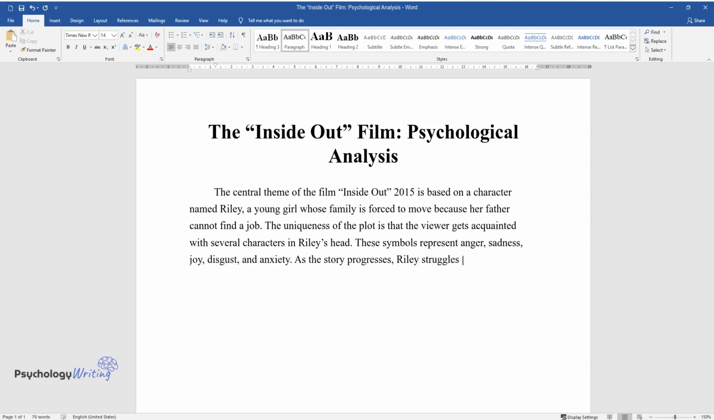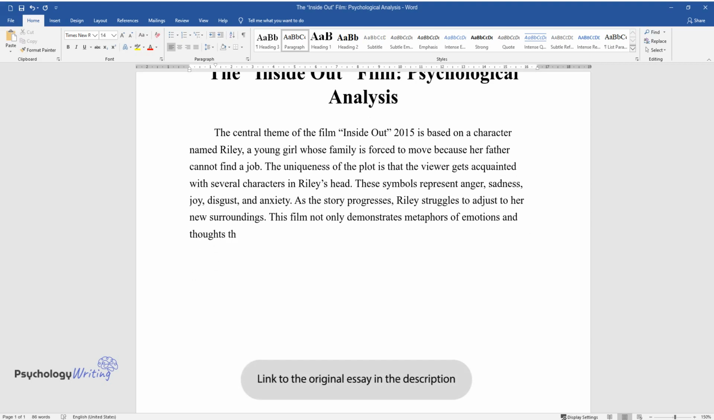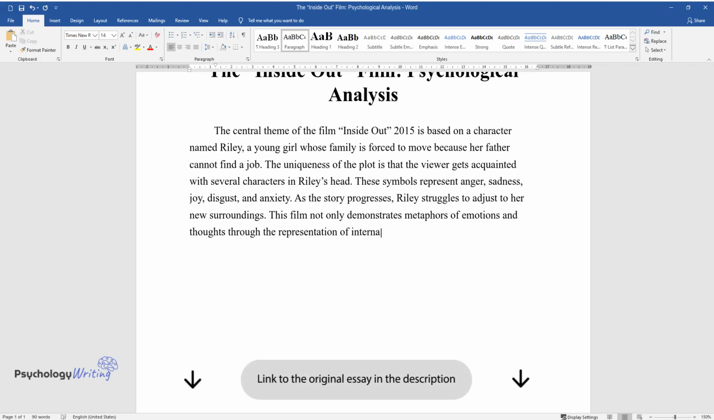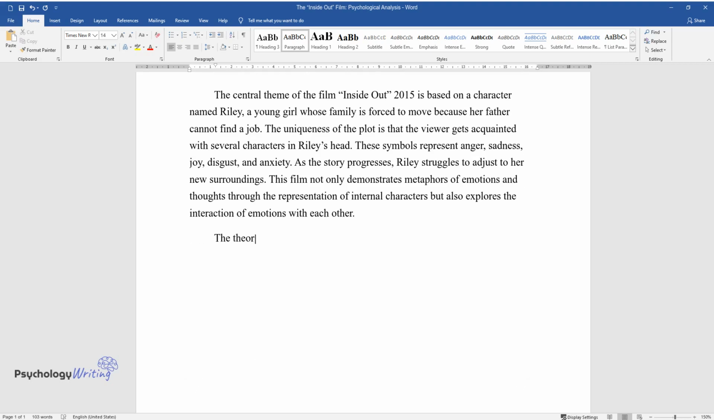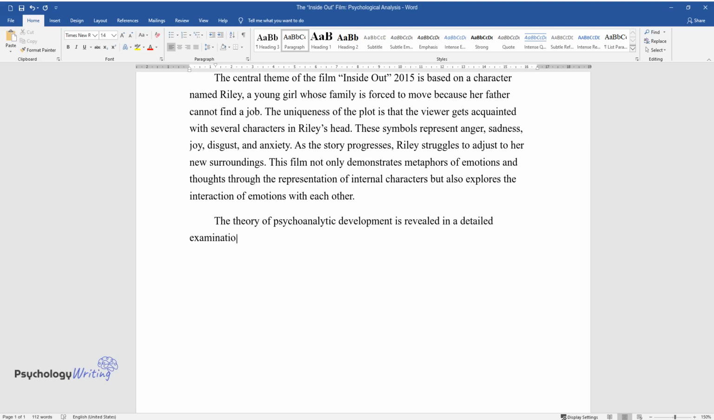As the story progresses, Riley struggles to adjust to her new surroundings. This film not only demonstrates metaphors of emotions and thoughts through the representation of internal characters but also explores the interaction of emotions with each other. The theory of psychoanalytic development is revealed in a detailed examination of the film.